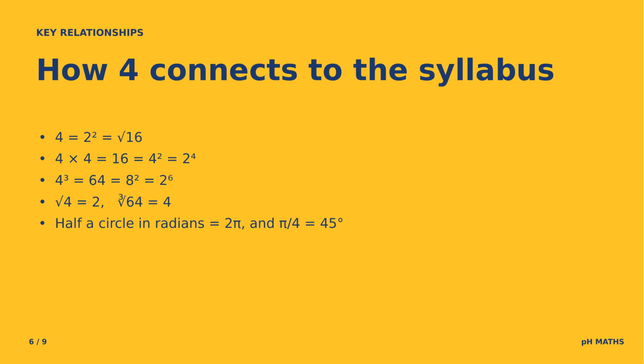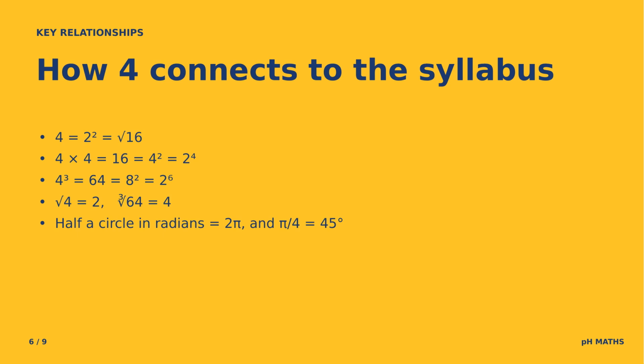Key relationships and how 4 connects to the syllabus. 4 equals 2 squared, which equals root 16. 4 times 4 is 16, which is also 4 squared, which is 2 to the 4th. 4 cubed is 64, which is 8 squared, which is 2 to the 6th. Root 4 equals 2. Cube root of 64 equals 4.